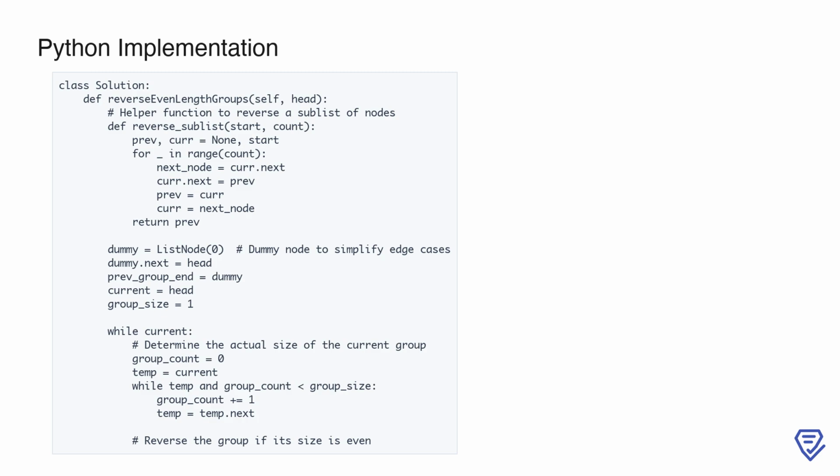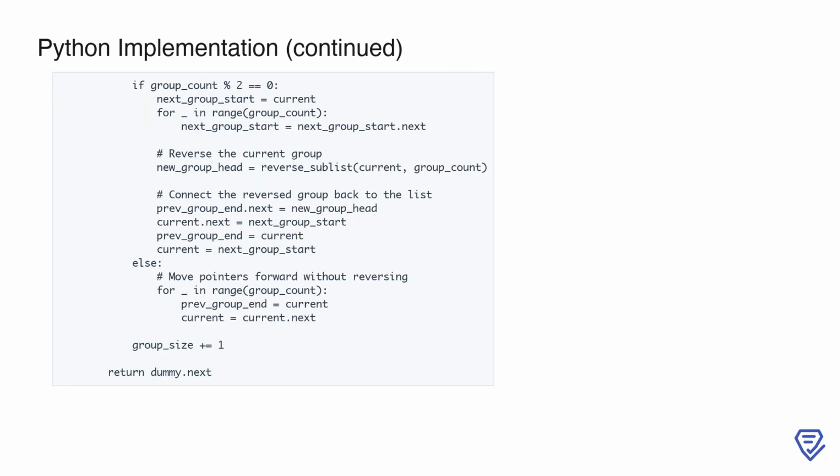Then, we enter a while loop that runs as long as there are nodes left to process. Inside the loop, group_count is calculated to determine the actual size of the current group by iterating through the list up to group_size nodes or until we reach the end of the list. If the size of the current group is even, we proceed to reverse it. First, we find the start of the next group by moving next_group_start ahead by the number of nodes in the current group. Then, we call the reverse_sublist helper function to reverse the nodes in the current group, and the returned new_group_head becomes the new start of the group.